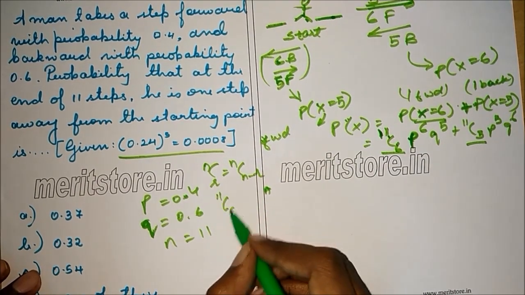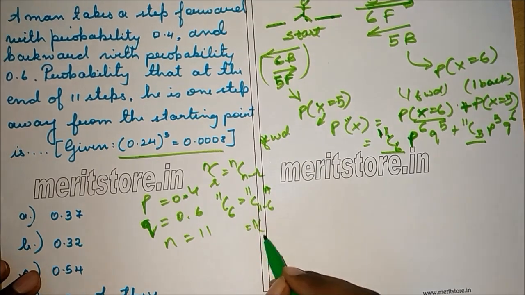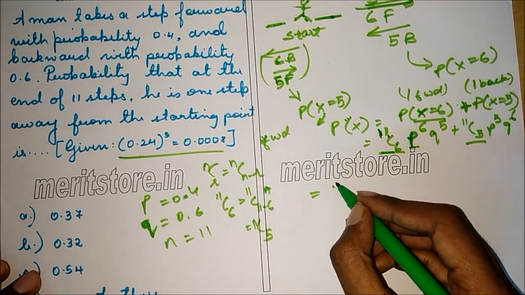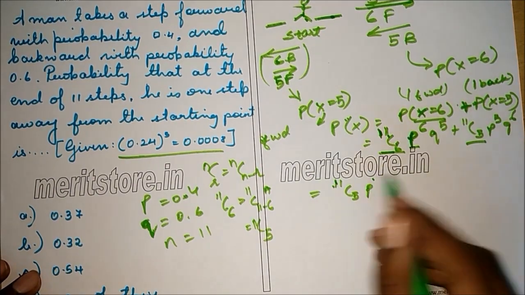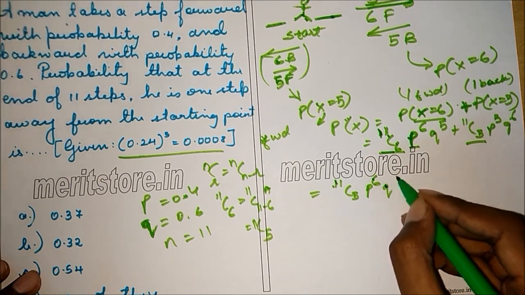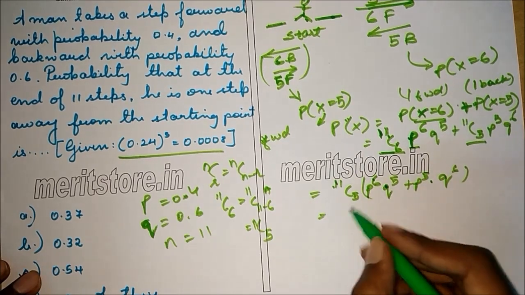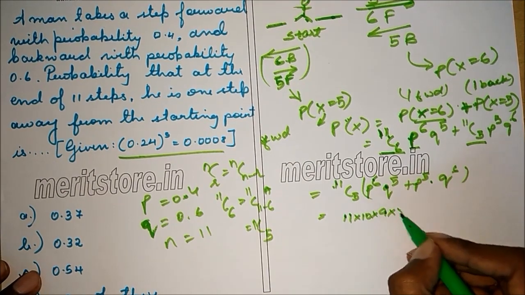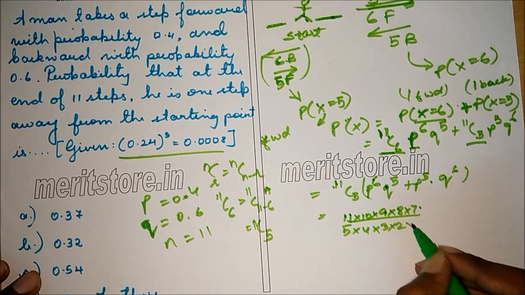That is 11C6, which is equal to 11C(11 minus 6), which is 11C5. So we can take p raised to 5 and q raised to 5 common. So this will be 11C5 times (p raised to 6 into q raised to 5 plus p raised to 5 into q raised to 6). So 11C5 is 11 into 10 into 9 into 8 into 7 divided by 5 into 4 into 3 into 2 into 1.